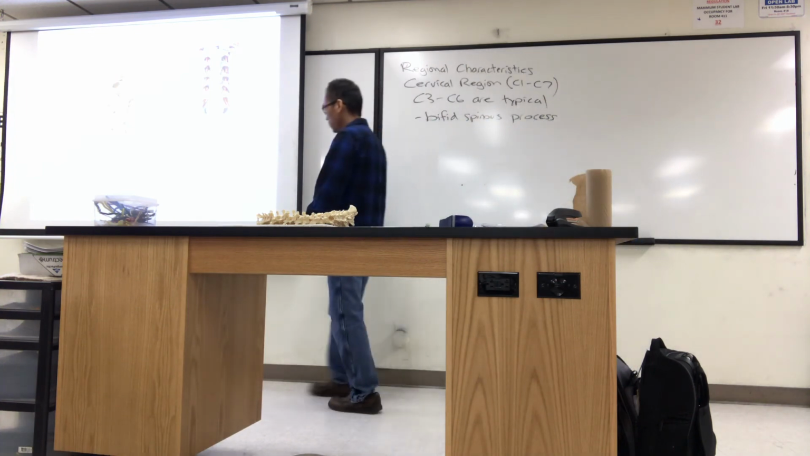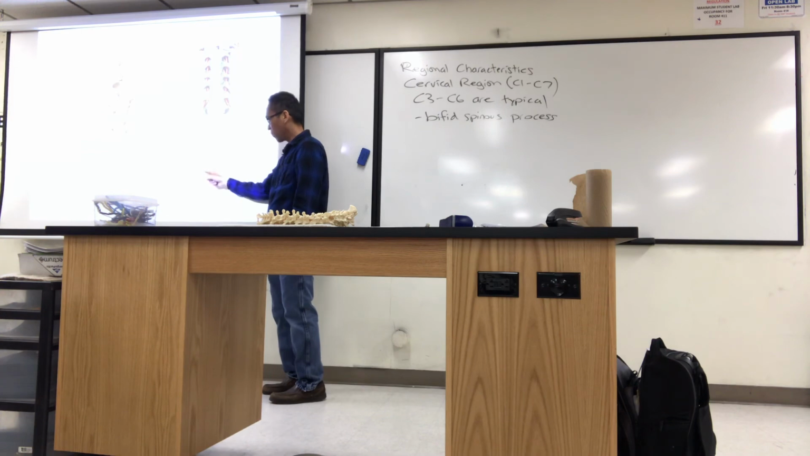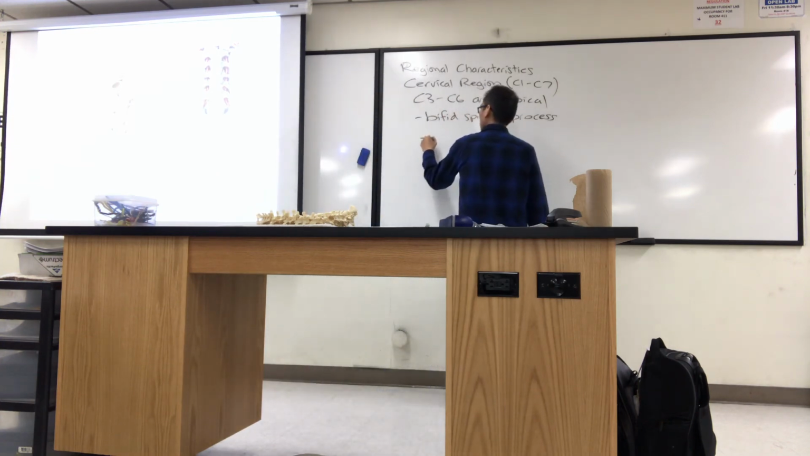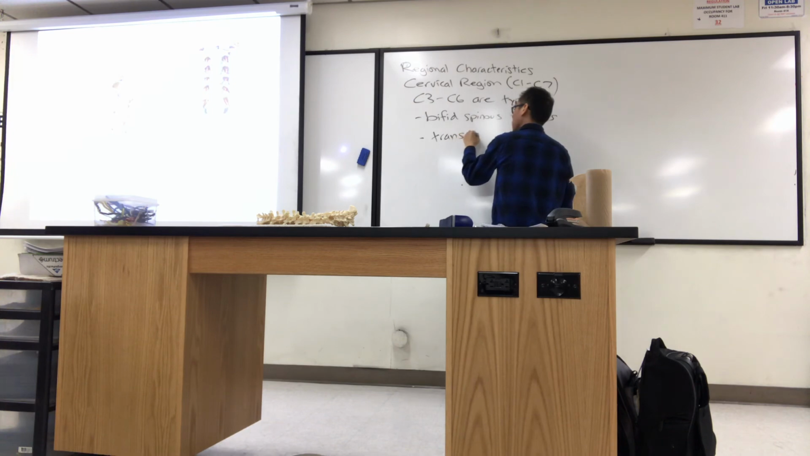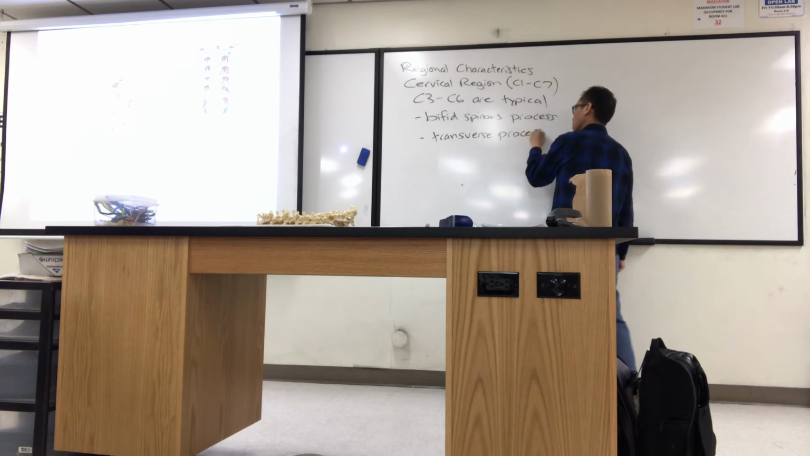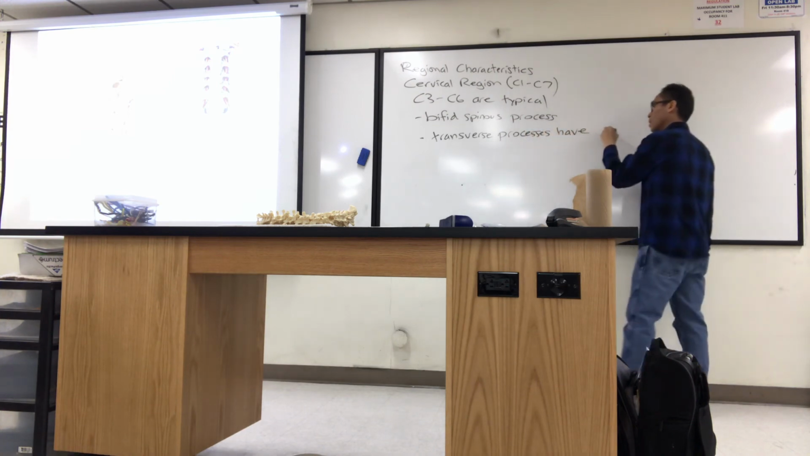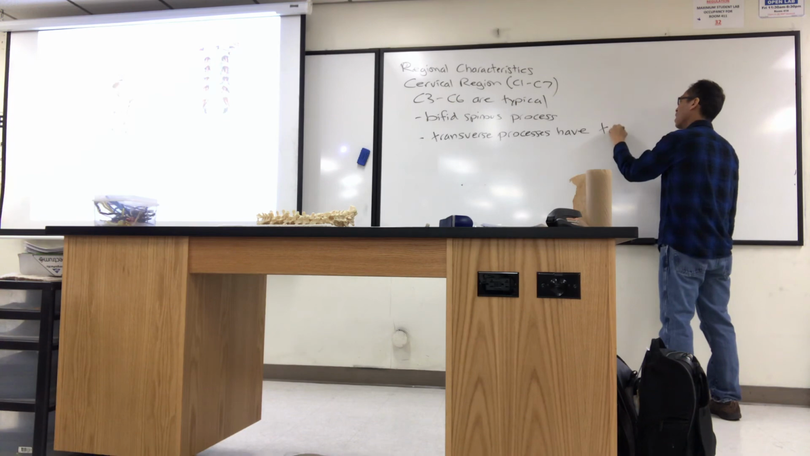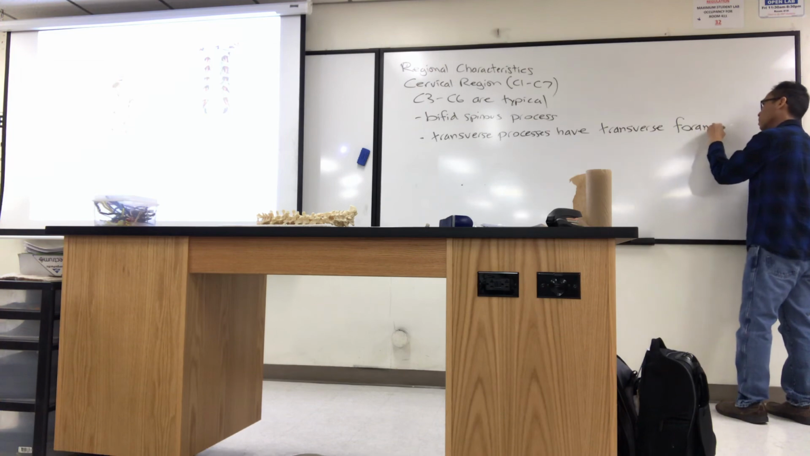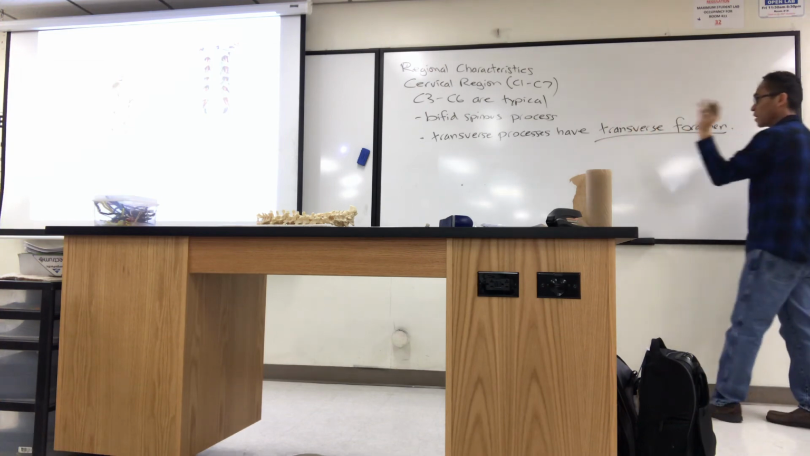Now look at the transverse processes. They have this widened area with a hole in it. So the transverse processes have transverse foramen. They have a hole in it. You only see that here in the neck region. Transverse processes have transverse foramen. That's the structure. You don't see that anywhere else.